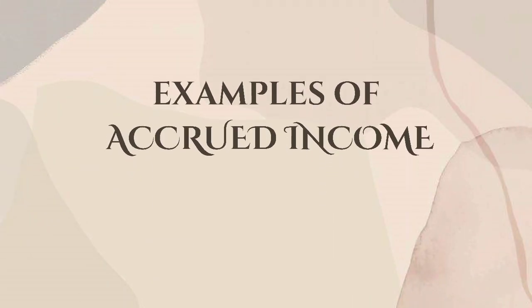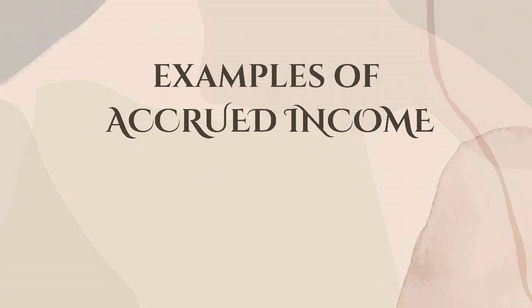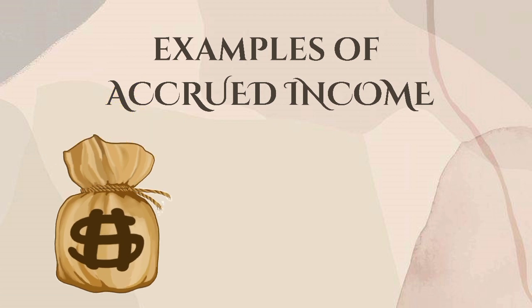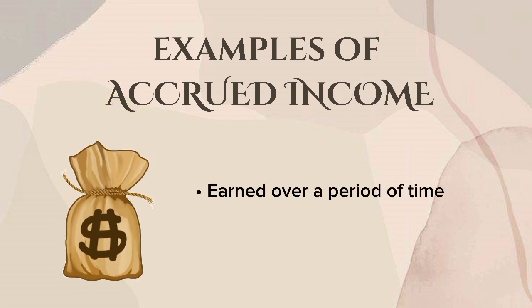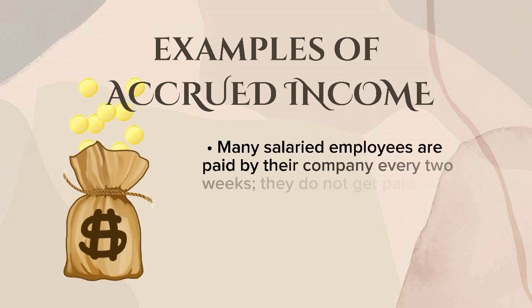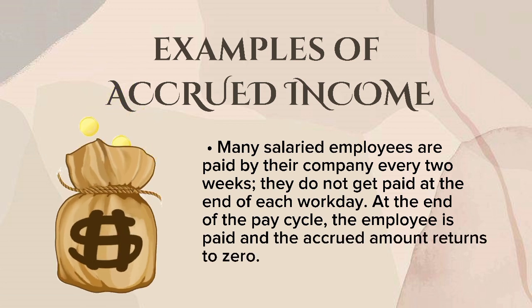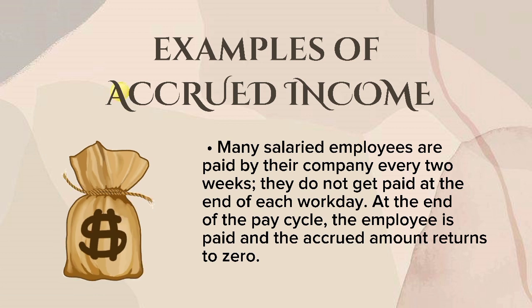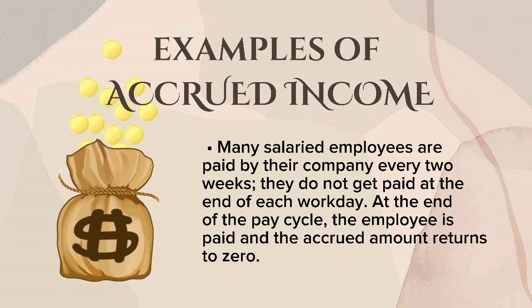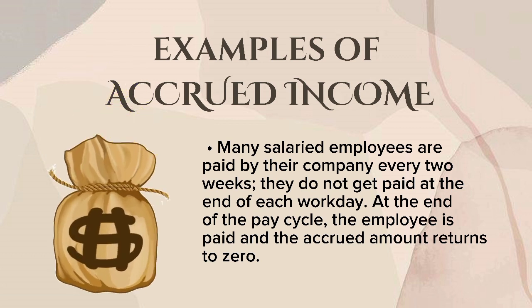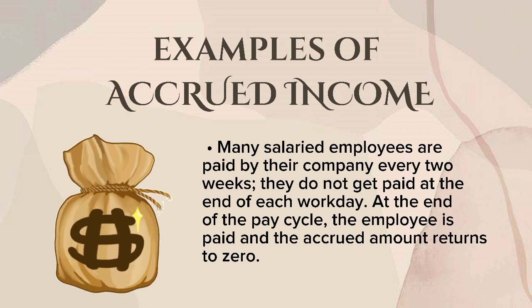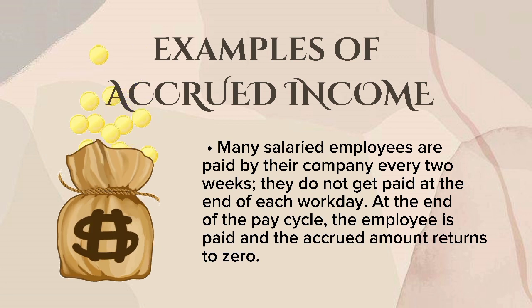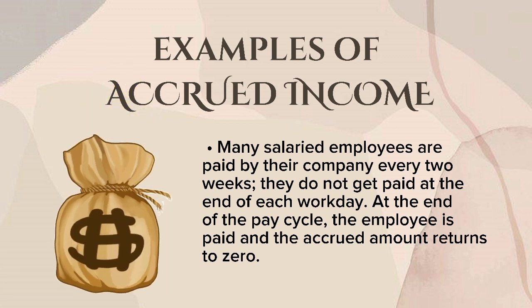Ang halimbawa ng accrued income o mga kita na hindi pa natatanggap, ang kita na kinikita ng isang manggagawa ay karaniwang naipon over a period of time. Halimbawa, maraming empleyado ang pinapasweldo ng kanilang kumpanya kada 2 linggo. Hindi sila binabayaran sa pagtatapos ng bawat araw ng trabaho. Ngunit pagkatapos ng 2 linggo, ang mga empleyado ay binabayaran at ang naipon na halaga ay babalik sa zero.